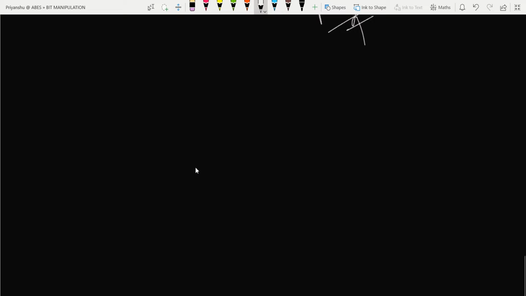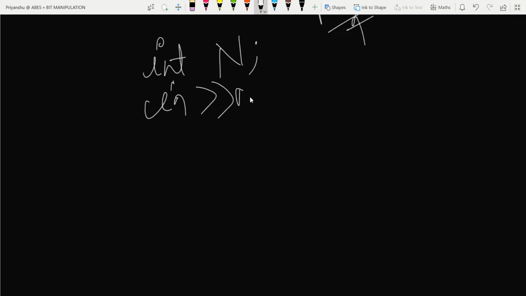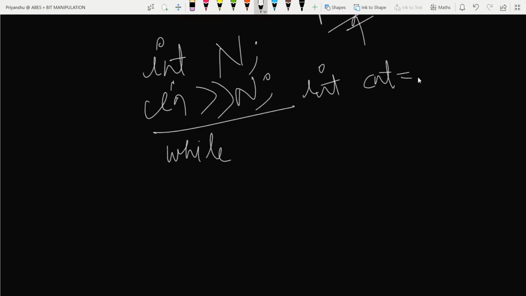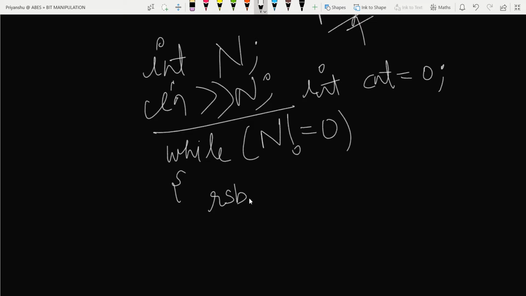So how would we implement this? Simply, we are given an integer n. Let's suppose we are taking input from the user. We also have to take a counter so that we can count the number of set bits. Initially it would be 0, and we have our n value. While n is not equal to 0, we're going to use this loop. What we're going to do is calculate the rightmost set bit value.